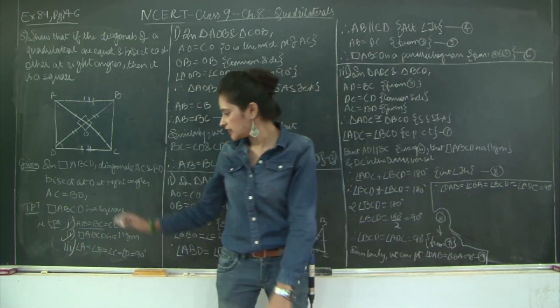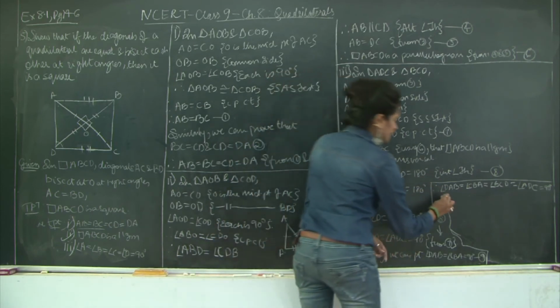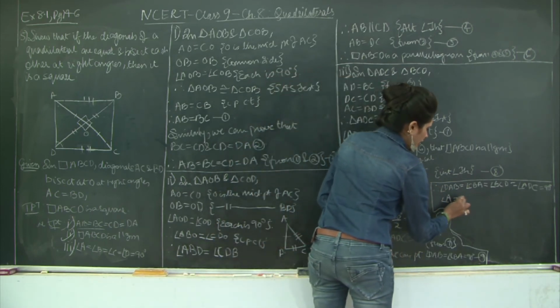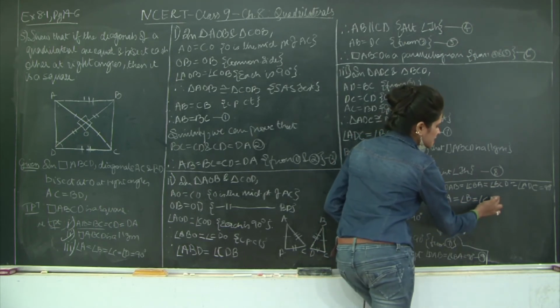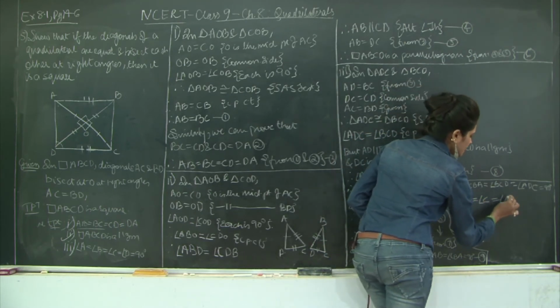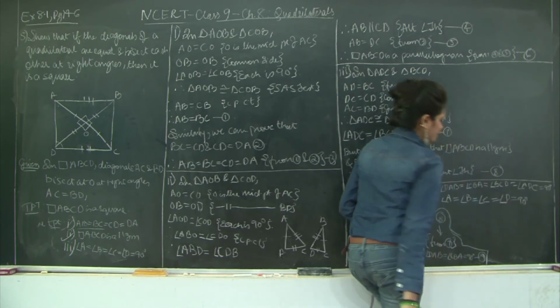But what do we need? We need complete angles A, B, C and D. So, if you notice, DAB is nothing but angle A, angle CBA is nothing but angle B, angle BCD is nothing but angle C, and angle ADC similarly is angle D, which is equal to 90 degrees.